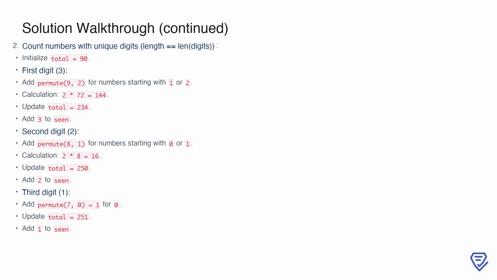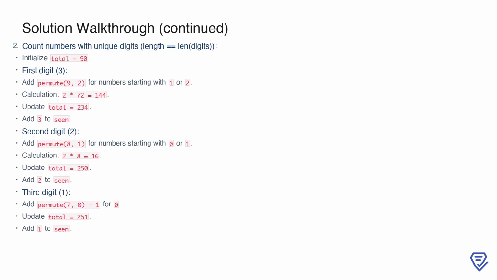Next, let's handle numbers with the same length as n, which is 3 digits. Starting with a total of 90, we evaluate the first digit, which is 3. For numbers starting with 1 or 2, we calculate permute(9, 2). Since there are 2 such starting digits, this gives 2 times 72, which equals 144. Adding this to the total, we get 234. The digit 3 is then added to the seen set. For the second digit, 2, we calculate permute(8, 1), for numbers starting with 0 or 1.